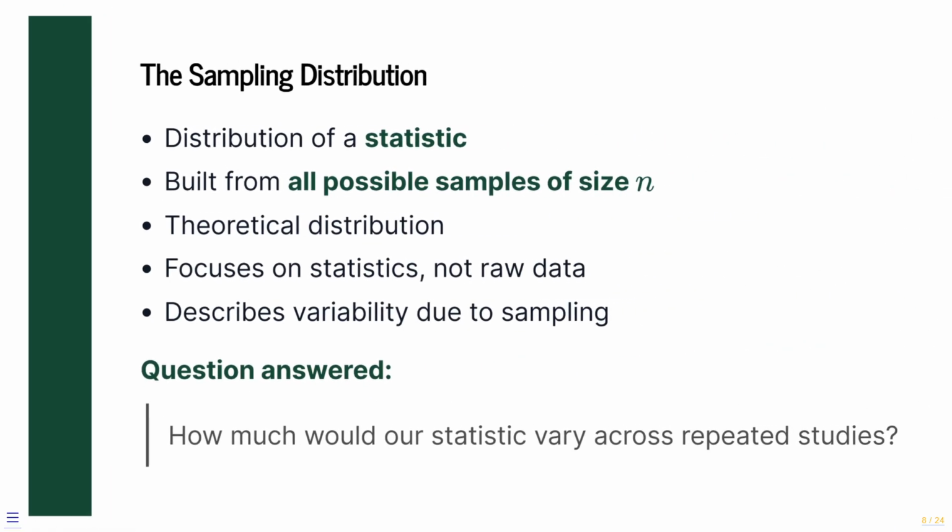Now we arrive at the sampling distribution, which is the critical bridge to statistical inference. The sampling distribution is the distribution of a statistic, such as a sample mean or sample proportion, computed from all possible samples of a fixed size n. It is also theoretical. But unlike the probability distribution, it concerns statistics rather than individual observations. The sampling distribution answers the inferential question. How much would our statistic vary if we repeated the study many times?